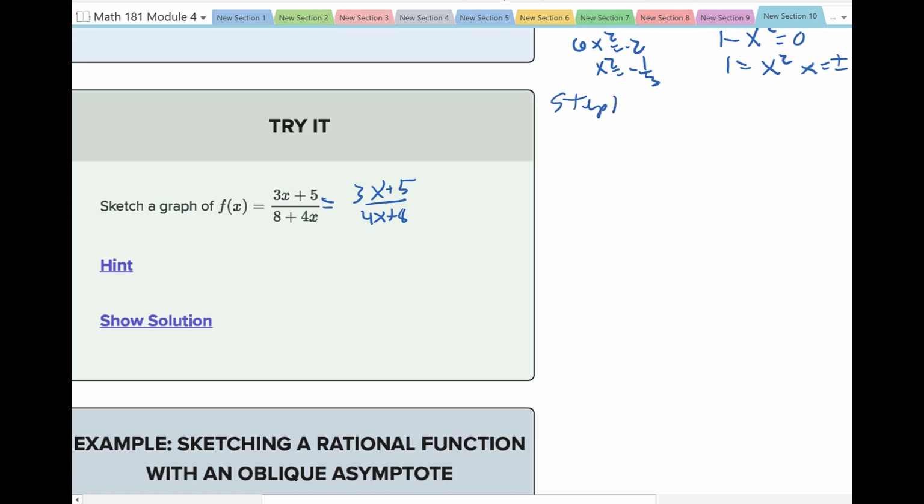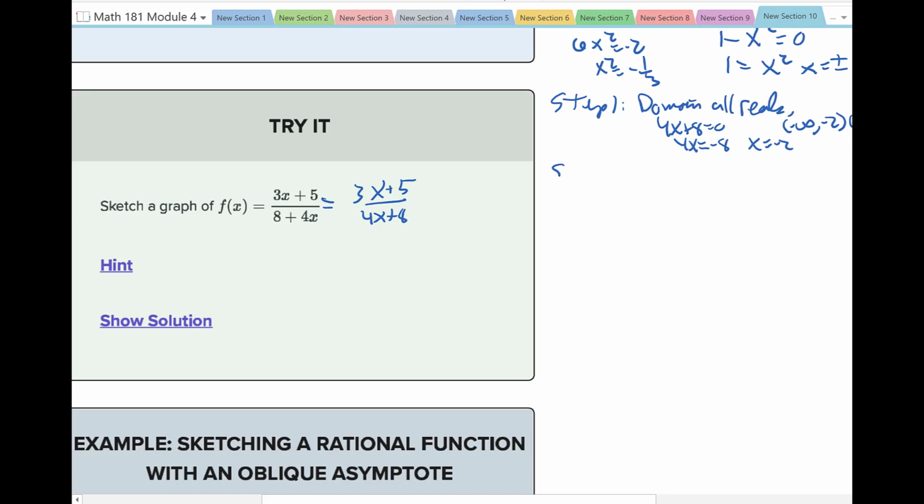First of all, the domain, let me go through my steps. Step 1, the domain is all reals except where 4x plus 8 is set equal to 0. 4x equals negative 8, so x equals -2. So it's going to be -infinity to -2 union -2 to infinity. We have to exclude the -2 because it makes the denominator 0.